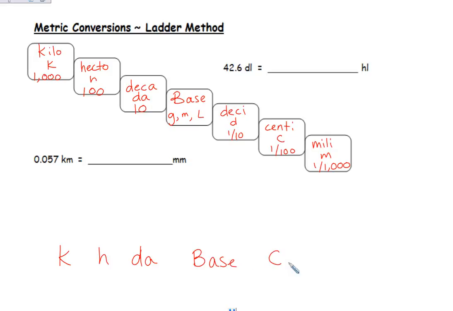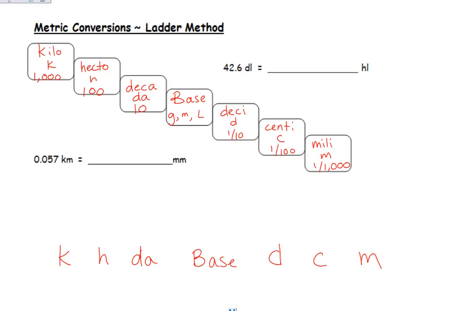Kilo, hecto, deca, base, deci, centi, milli. I have that committed to my long-term memory. You can think of whatever mnemonic device you want to remember it, but I will always remember that order of bases, and that makes a metric conversion a snap. All you have to do is find the unit that you're starting with and the unit that you want.